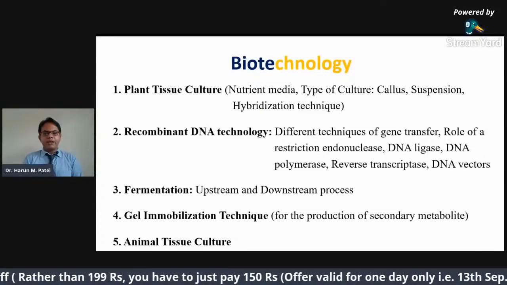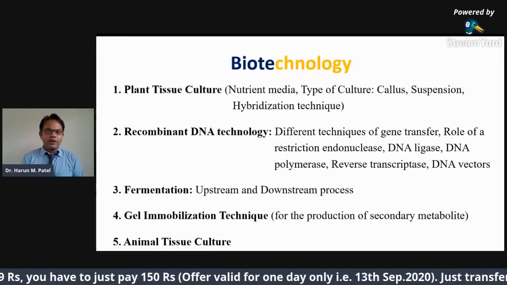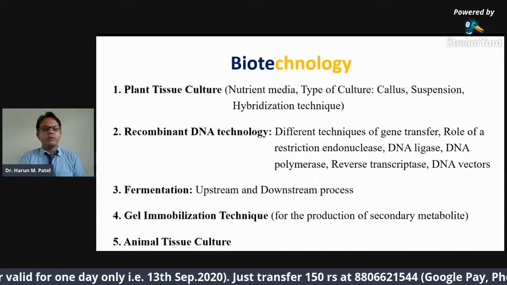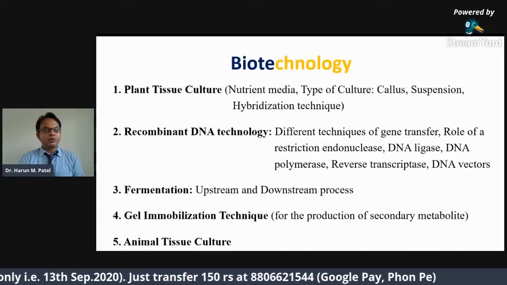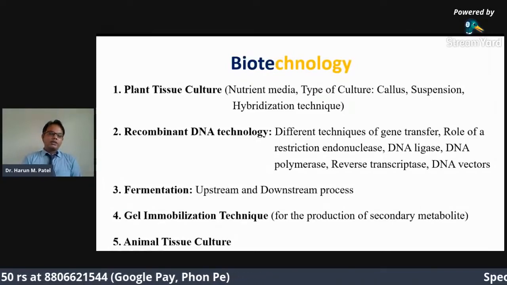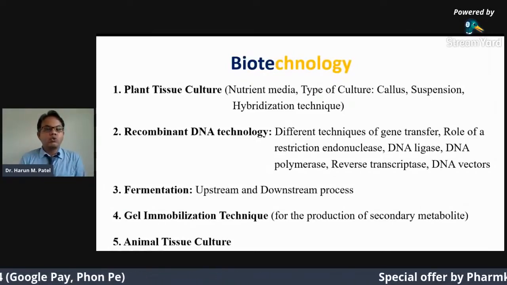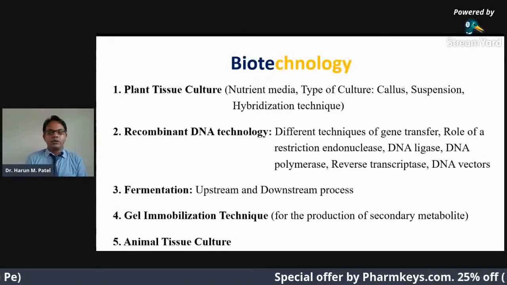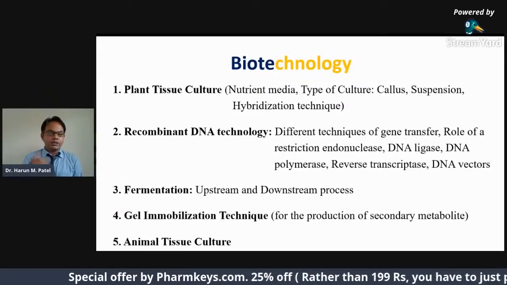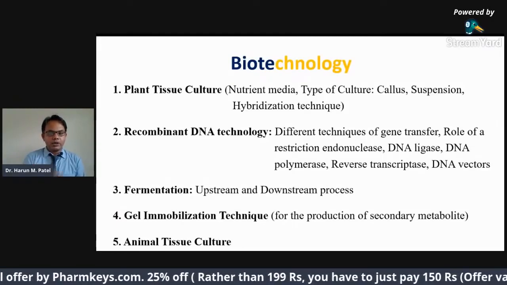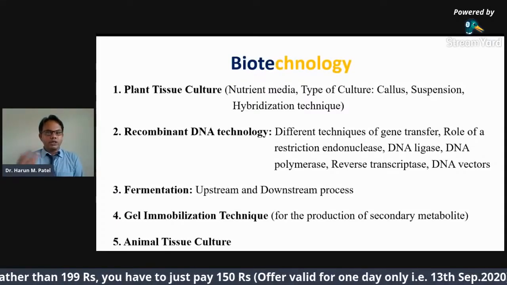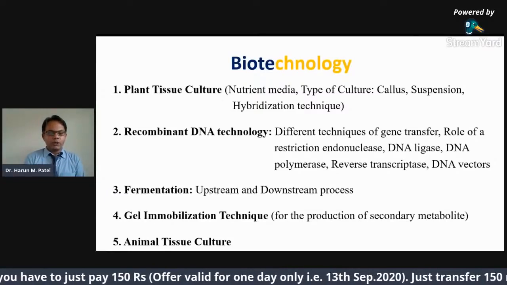But if you're planning for the all India ranking, I can say that you have to read fermentation, where you have to read the upstream and downstream process of fermentation, and different kinds of fermenter. The next is gel immobilization technique, which is used for the production of secondary metabolite. This is one of the latest techniques by which you can easily produce secondary metabolite. Multiple gels are given there. You have to remember which gels are used for gel immobilization.